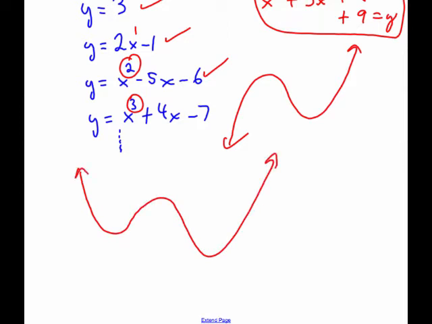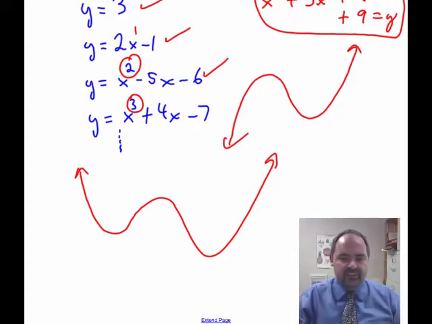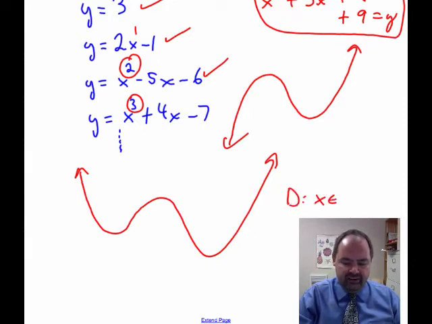The main thing, and the only thing I want you to understand at this point, is that a polynomial function is continuous everywhere. It's a smooth connected curve, and its domain is the set of real numbers.